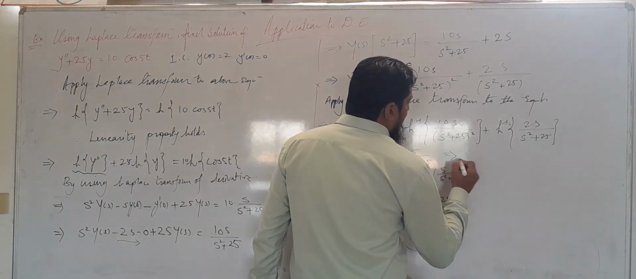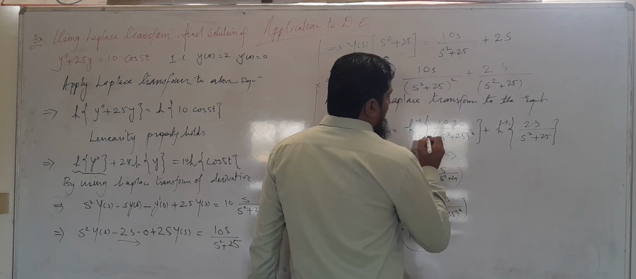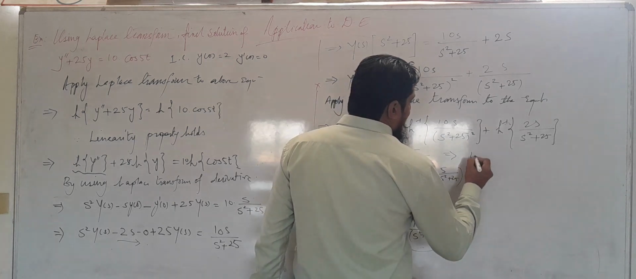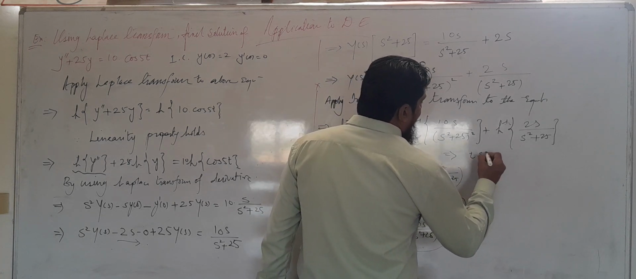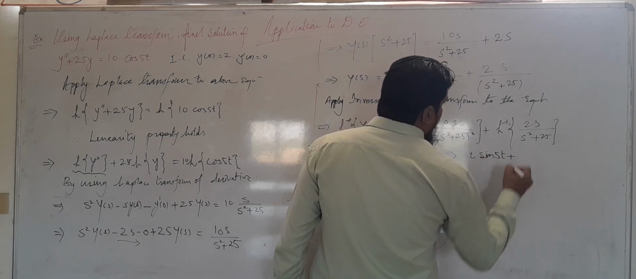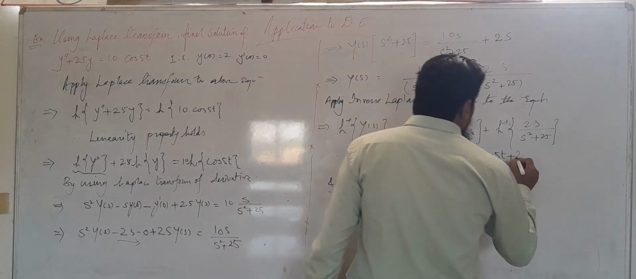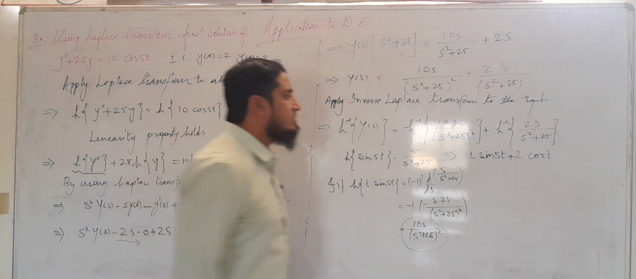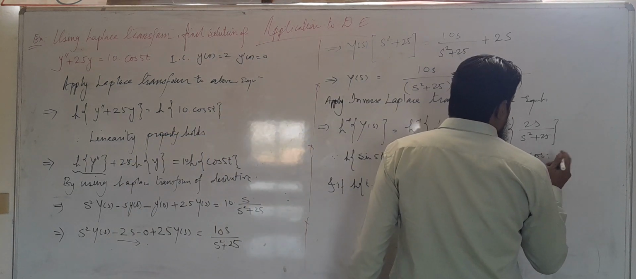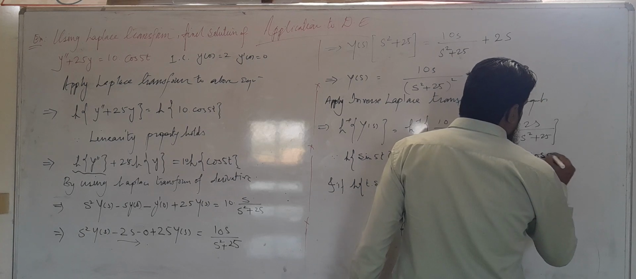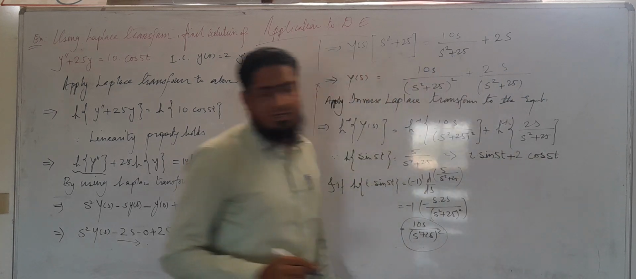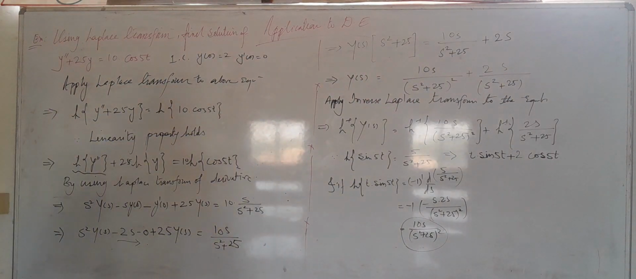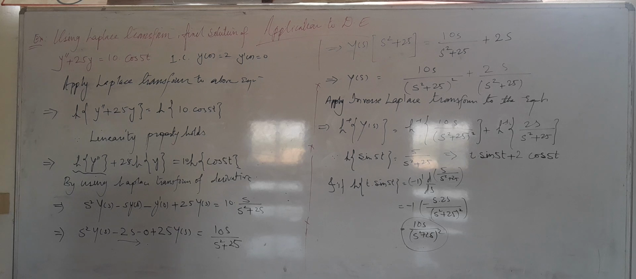So therefore, in the right hand side, the first term is t sin 5t plus 2 cos 5t. And it is the required result for our example.